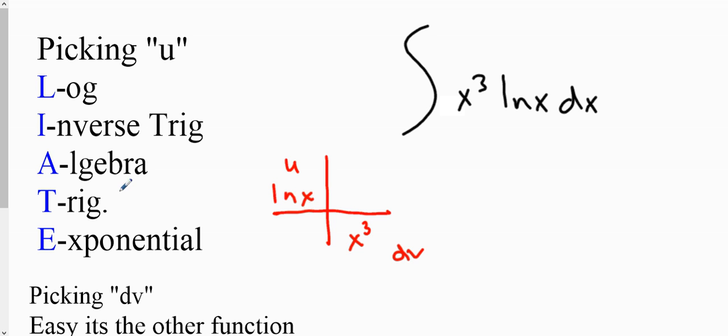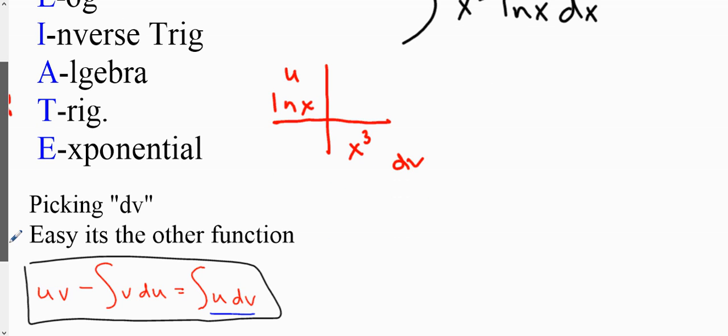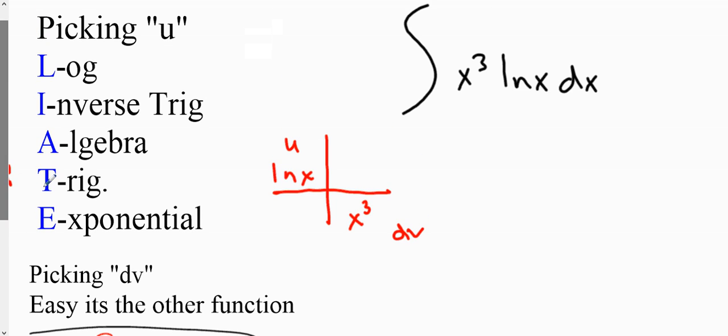Now, according to integration by parts, we need to take u times v minus the integral of v times du. Well, I have a special way of figuring that out because first off, we need to figure out du. du is the derivative of u, so that's going to be 1 over x. That was pretty easy to do.